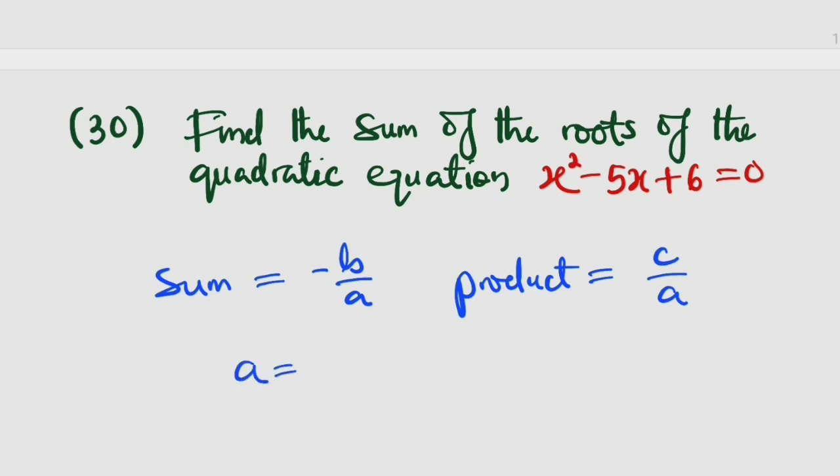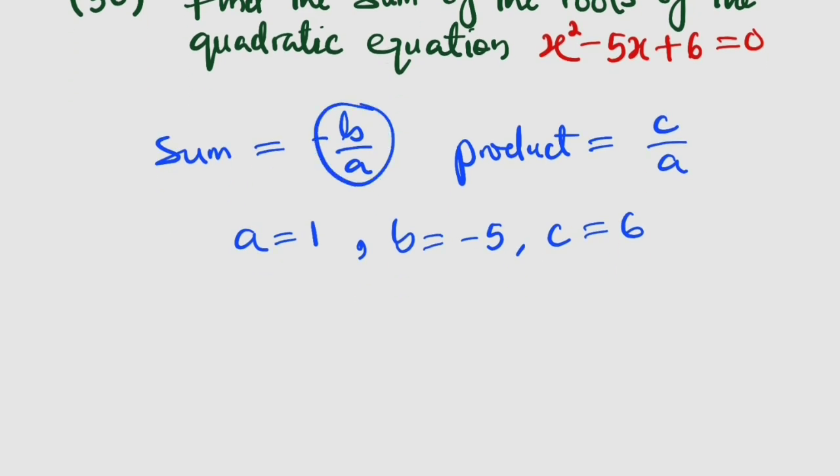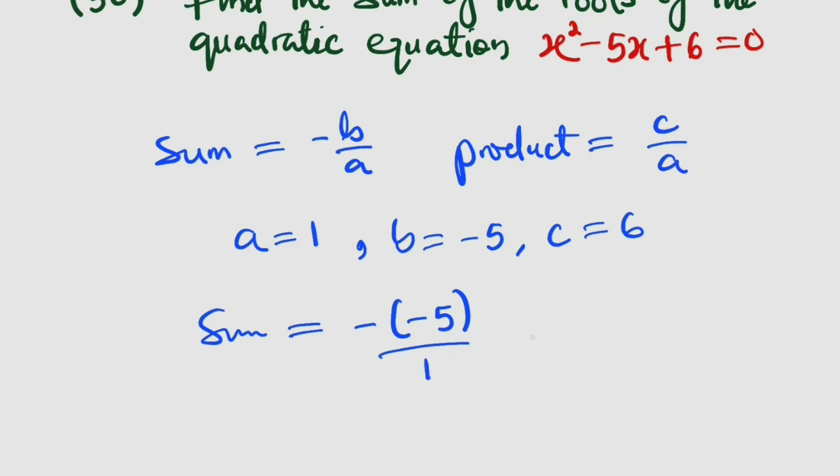But what are this a, b, and c? Remember, a is the leading coefficient, which is the coefficient of x squared, which is 1. B is the coefficient of x, which is negative 5. And c is the constant, which is 6. Since we are talking about the sum only, we take negative b. So the sum will be negative, but b is negative 5, divided by a, which is 1 already. Negative negative is positive 5, then 5 divided by 1 is 5. Therefore, the sum of roots is equal to 5.